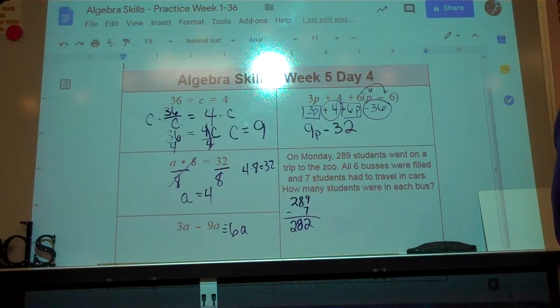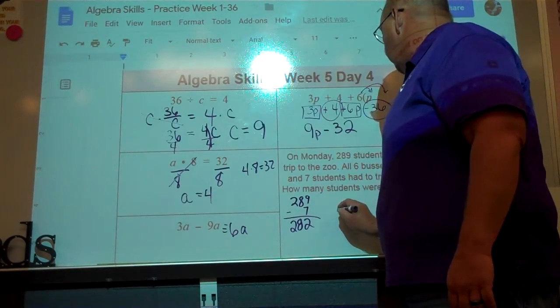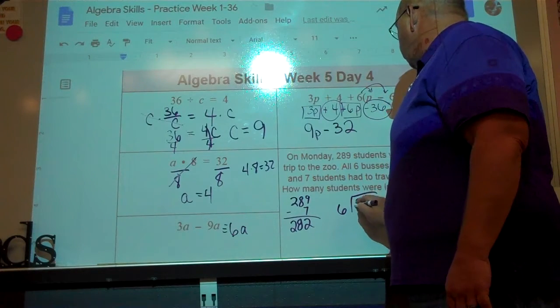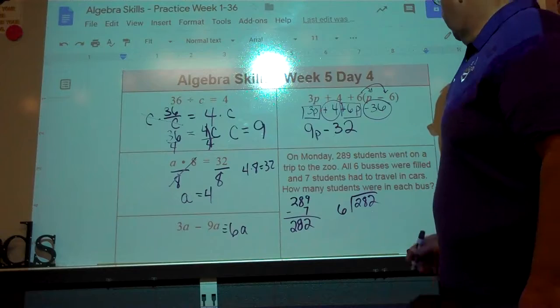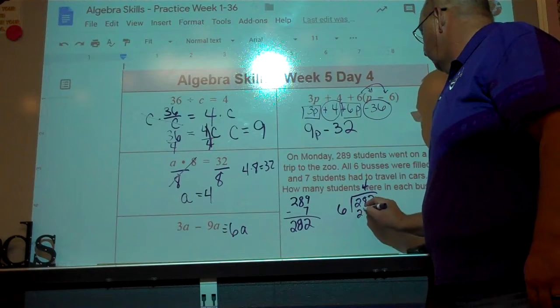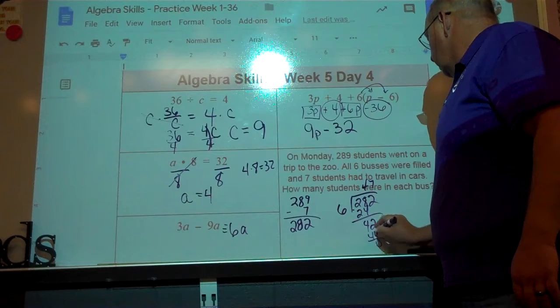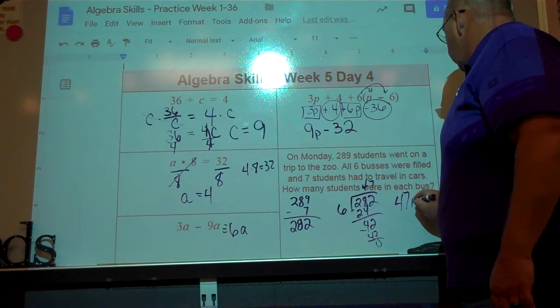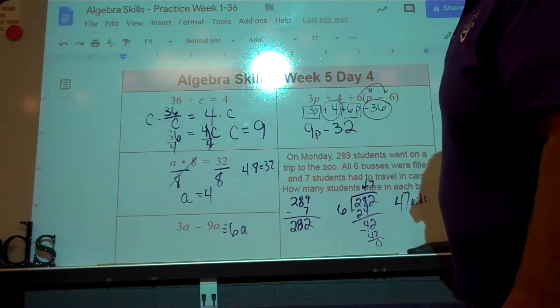Yes. So then you would divide it by 6 because it says there were 6 buses. Okay, so now this is the total number of students on the buses, right? Correct. And so now we have 6 buses, and there's 282 kids on those buses. Okay, I agree with that. Now what? What's 282 divided by 6? 6 goes into 28 4 times, 24. We'll do our long division. So there's 47 kids. Where? On the bus. Yeah, each bus has 47 kids.